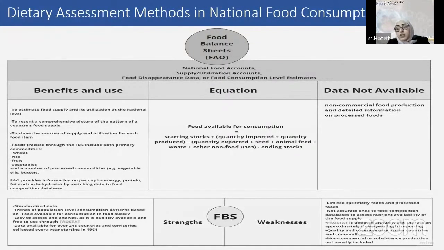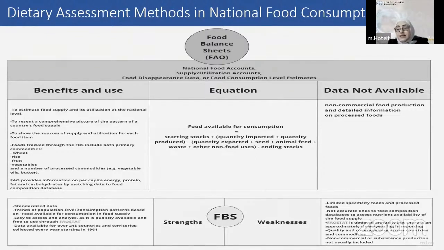So the equation is that we need to add the starting stocks plus the quantity imported plus quantity produced, minus quantity exported, plus seed plus animal feed plus waste plus other non-food uses, minus ending stocks. So as we can see, the FBS report food available for consumption at the aggregate or national level, but do not directly measure food consumption by households or individuals.